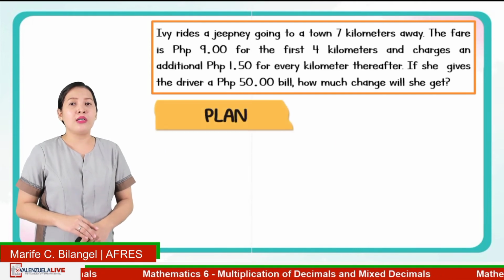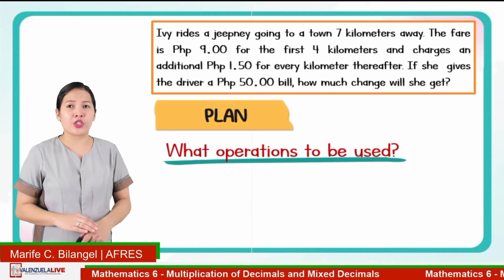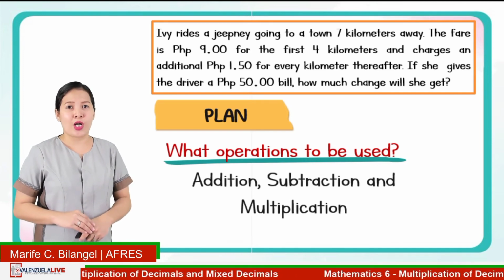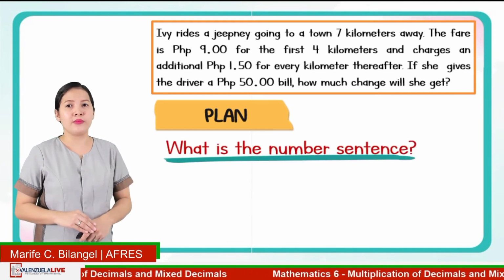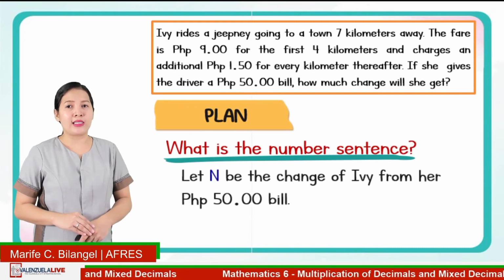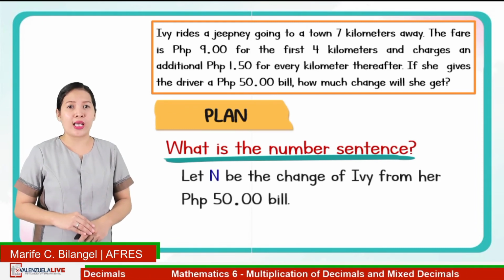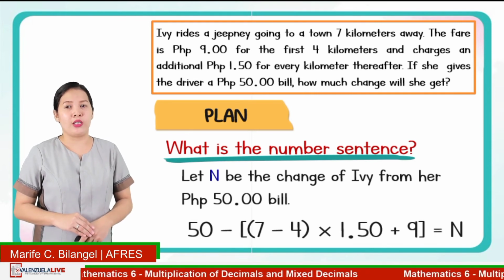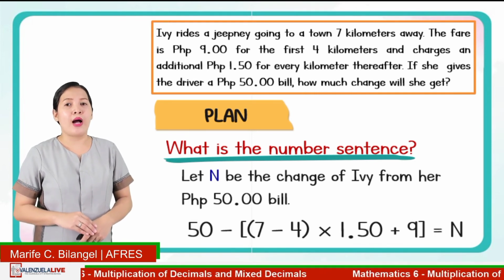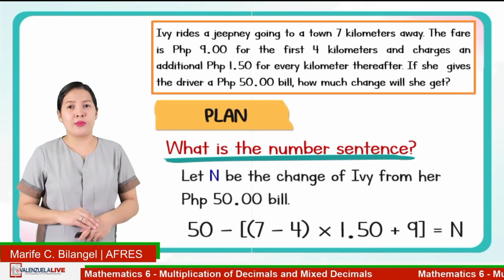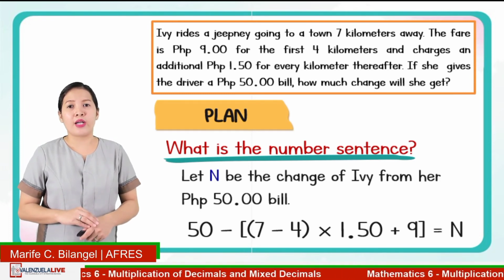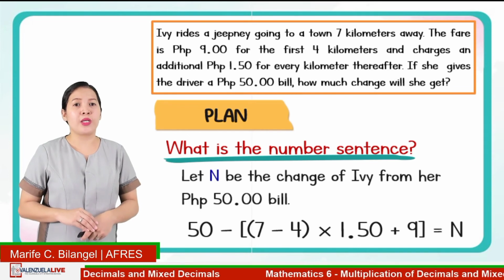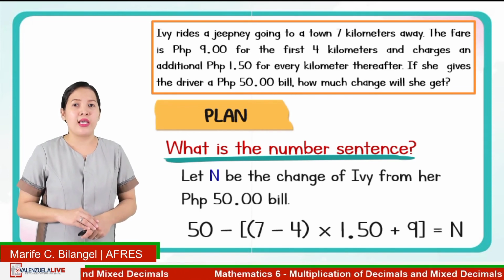For our operations, the operations needed to solve the problem are addition, subtraction, and multiplication. Our number sentence: let n be the change of Ivy from her 50 peso bill. So we have 50 minus, grouping symbols, 7 minus 4 times 1 and 50 hundredths, plus 9, equals n.